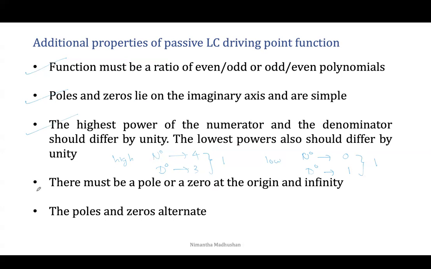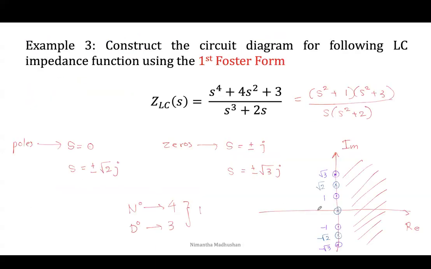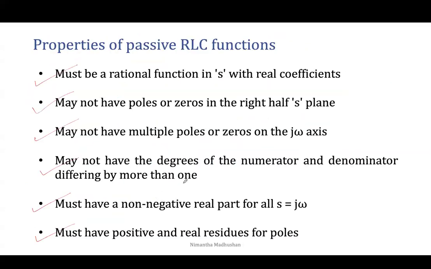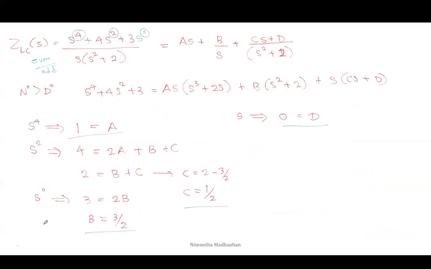And the fourth one is must be a pole or zero at the origin and infinity. Here you can see a pole at the origin. Then this one is also okay. The last one is the poles and zeros alternate. Here you can see pole, zero, pole, zero. So from this side, the minus side, pole, zero, pole, zero. They alternate.